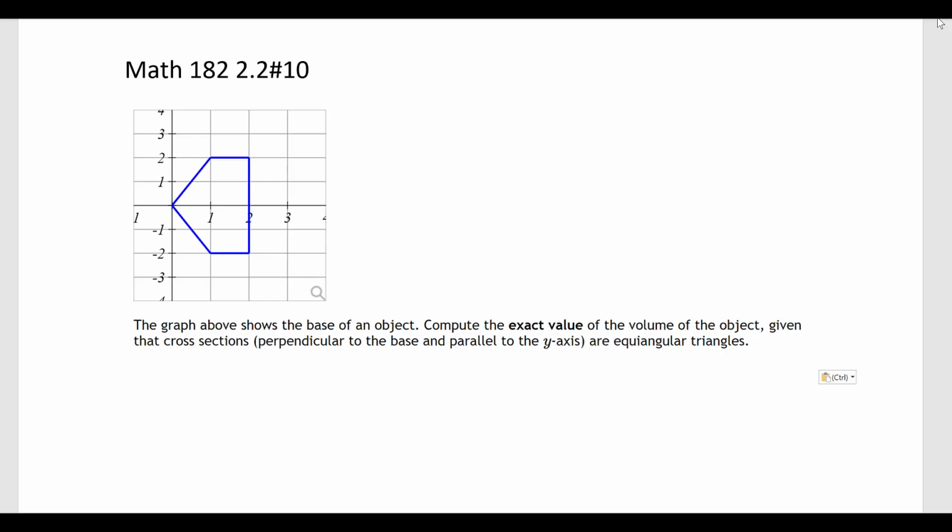So here's another problem from 2.2, and it's another problem where we have the cross-sectional area. And this is kind of interesting because they give us an equilateral triangle, or equiangular triangle, which is the same as equilateral triangle. So the area for this that we're looking for is, I had to look this up, square root of 3 over 4 times a squared. That's the area of an equilateral triangle.